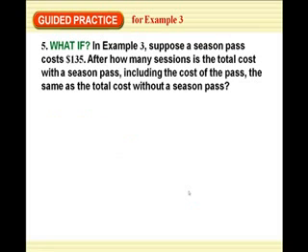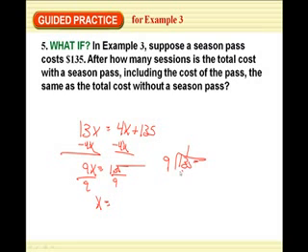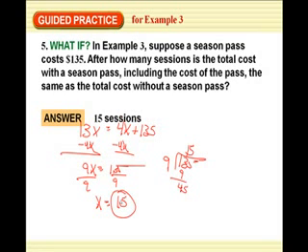So in example 3, suppose the season pass costs $135. After how many sessions is the total cost with the season pass the same? So we still have the 13x. This time equals 4x plus 135. So we'll minus 4x again. So I get 9x equals 135. Divide by 9. 135 divided by 9 is 15. So 15 sessions for that one.